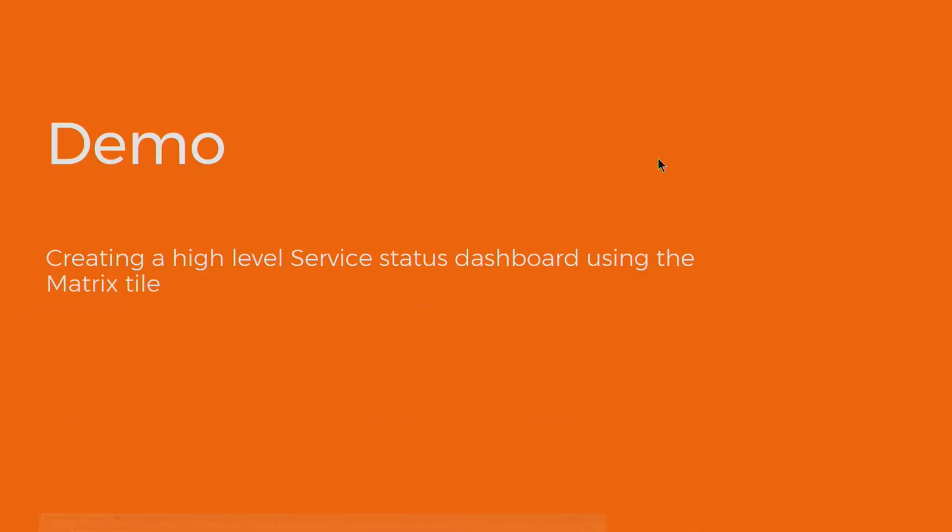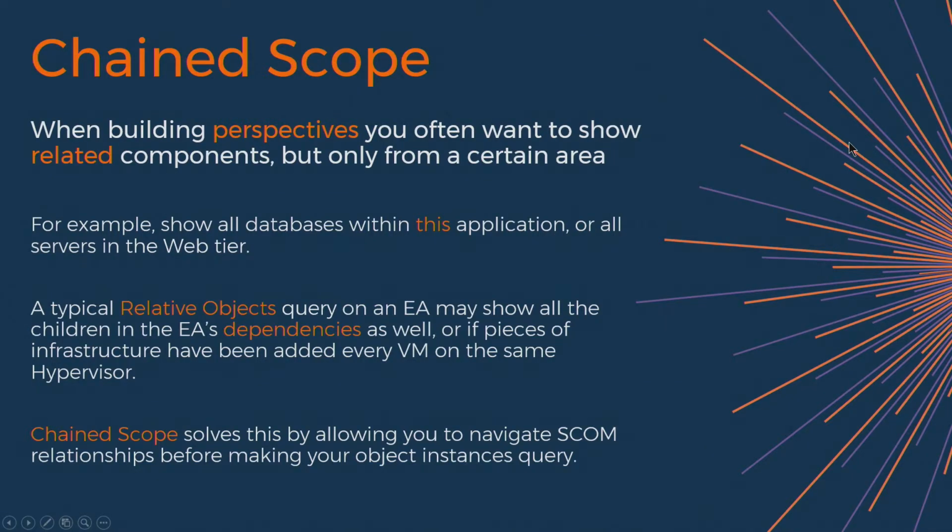That was nice. So that's the first thing I wanted to show you: how do you build those top-level dashboards? The next topic I wanted to tackle is perspectives. So perspectives are a really powerful feature of Squared Up. And when building perspectives, you often want to show related components. But in the case of EAs, because we have these three different categories, or areas, the availability, the map, and also the dependencies, realistically, you might only want to show off components from that certain place.